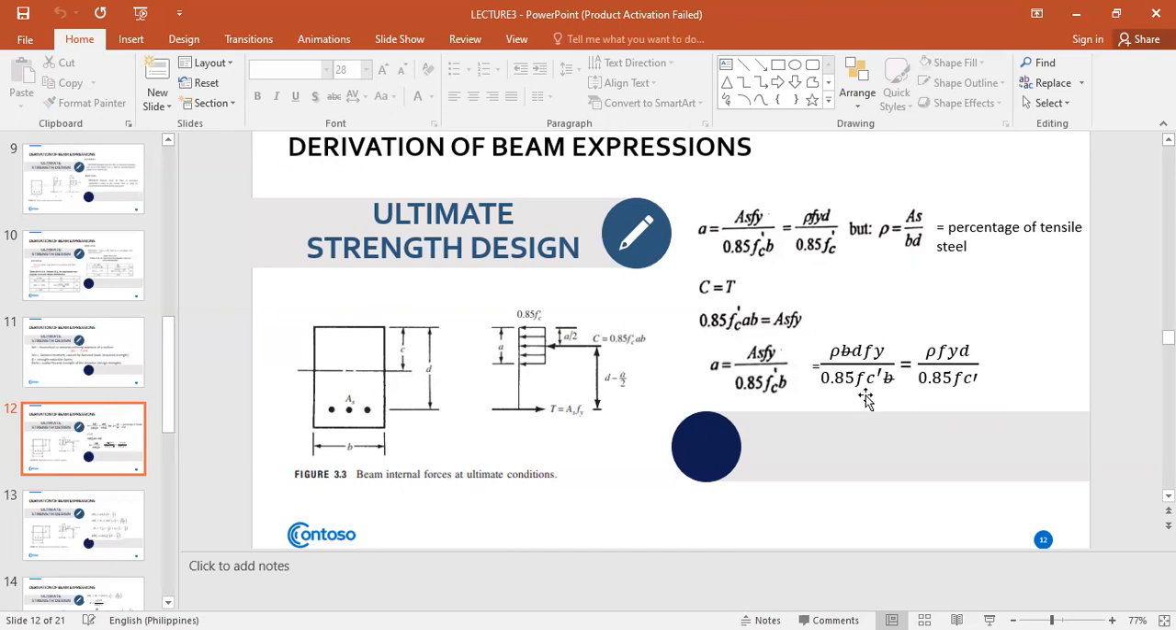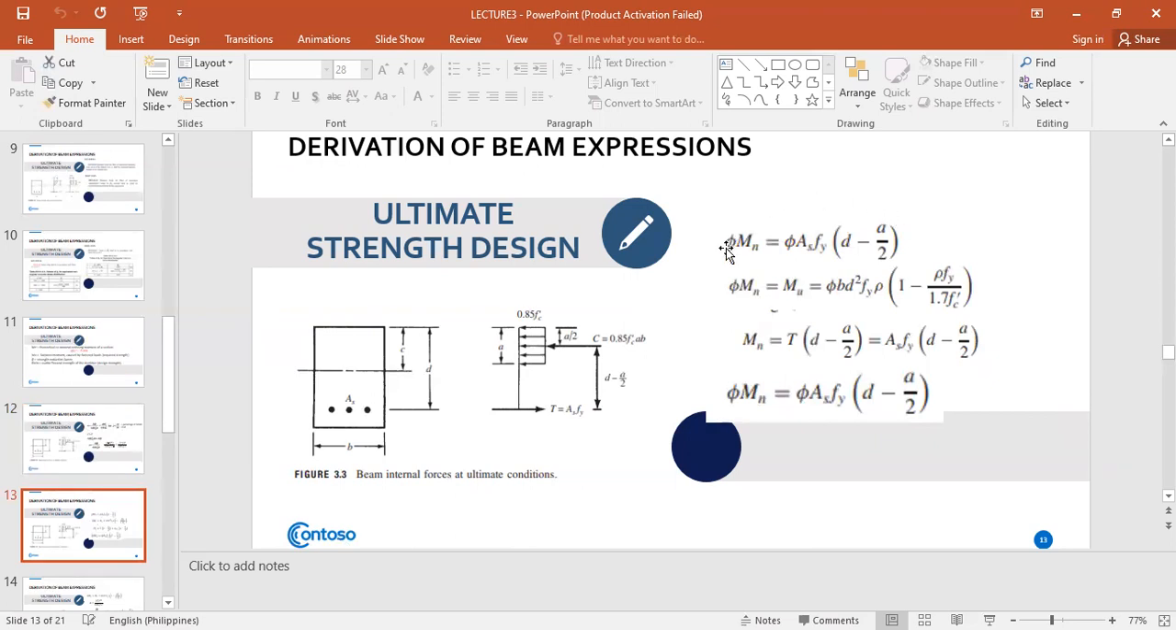So remember the derivation. If ever you get lost with the formula, if you know how to derive, then there's no way you won't be able to generate the formula. Okay? But again, it's best if you will be able to memorize these formulas. But if ever you forget, it's better that you know how to derive the formula.